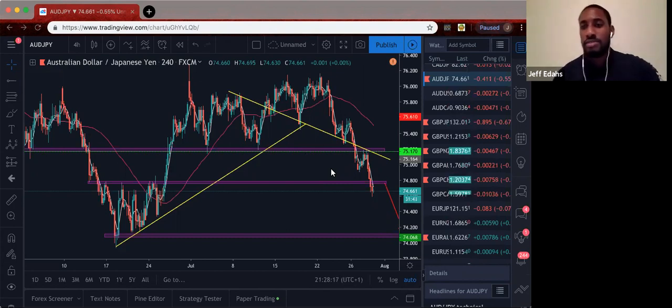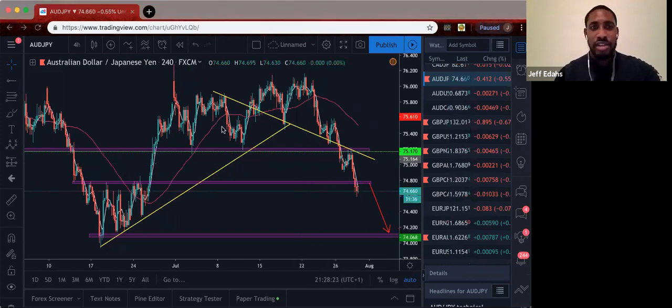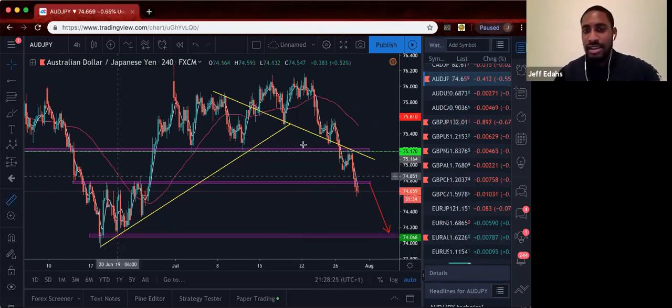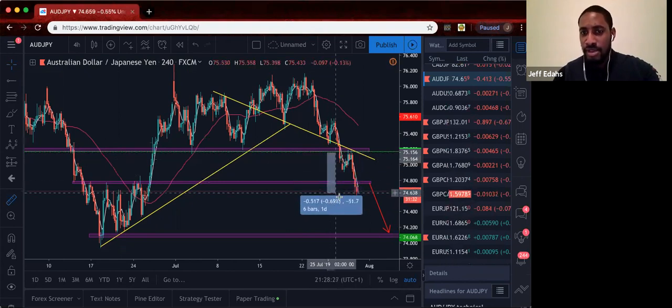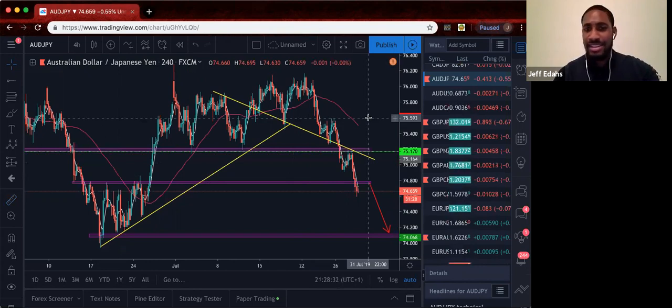I just wanted to run through some GBP trade ideas with you. Well, currently on AUD JPY, so I might as well run through this trade very quickly as we're currently sitting in, I believe, about 50 pips profit. Let's say 60 pips.